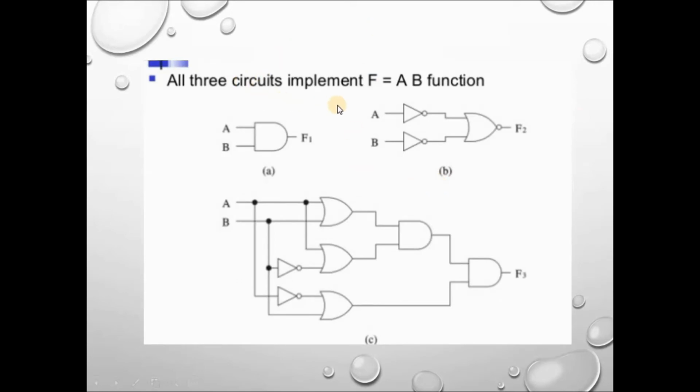All three circuits implement F equals A and B. So now see, from A and B two inputs are there, so this is an AND gate, and this is NAND. This is NOT A, NOT B, this is a NOR gate. Okay, this is not an OR gate, this is a NOR gate. After that, A and B, there an OR gate is there, a NOT gate is there, an AND gate is there. Clear? So just try to understand from these circuits how it is working.